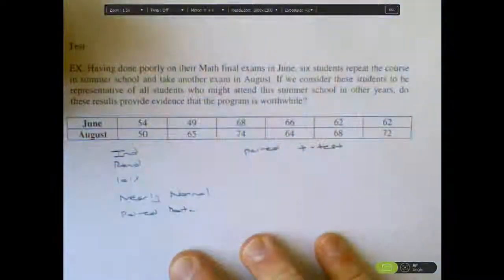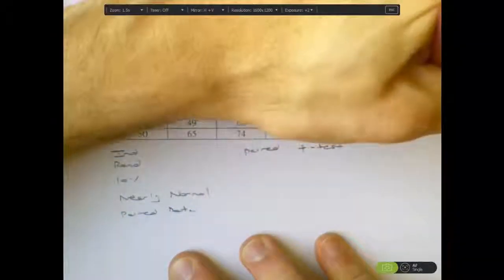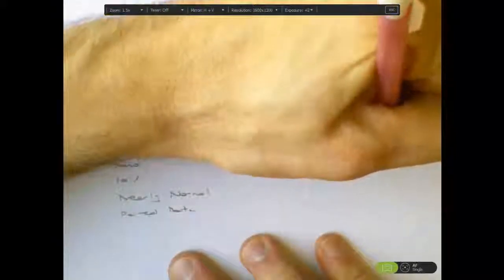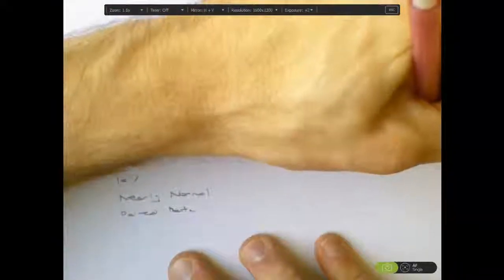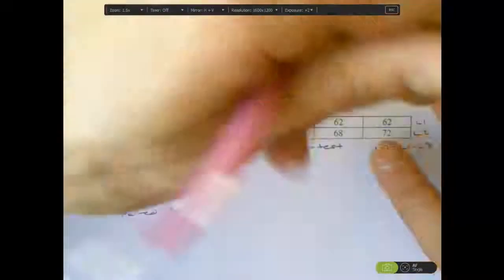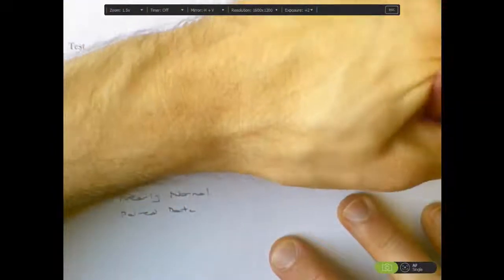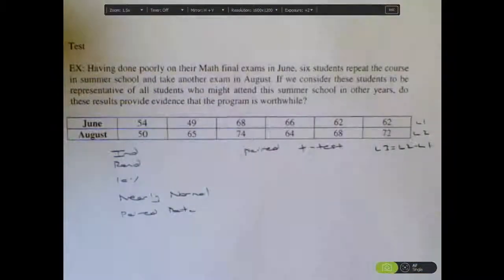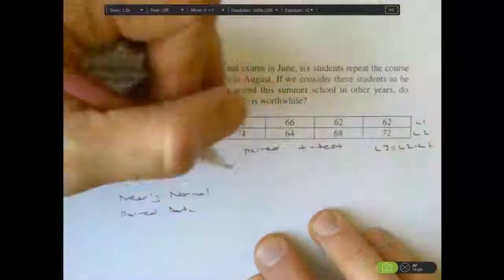So assuming that June is list 1, August is list 2, and I create a new list, list 3 is L1 minus L2. Well, I have it set up differently. There's not one correct way to do it. You just need to communicate to your AP reader. My degrees of freedom here are 5. I have 6 pairs minus 1.